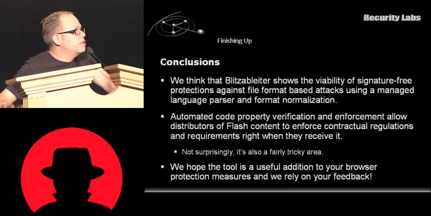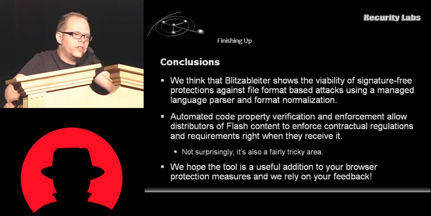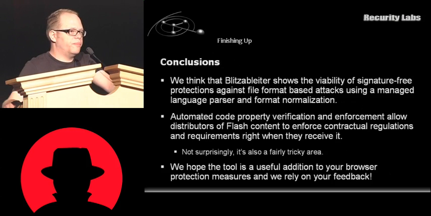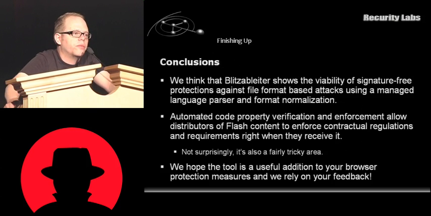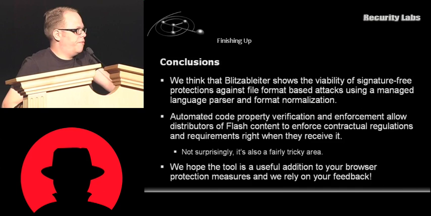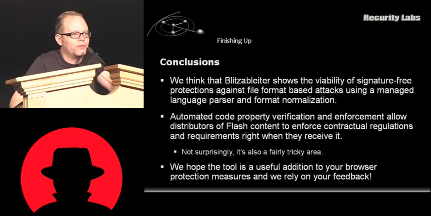So, that brings me to the conclusions. We think that Blitzableiter shows that you can produce signature-free protections. They do have the burden of the initial implementation being hard and complex, but once you're over that, you can leverage the managed language environments and parsers to create format normalization. And I personally think that this approach can also be applied to other file formats. Things that are parsed by programs from the same vendor come to mind because they're often used for exploitation.